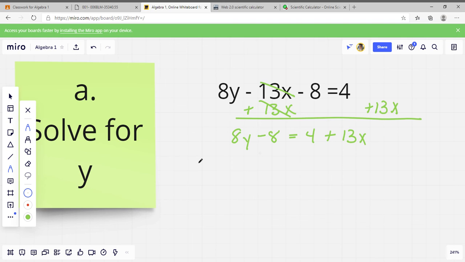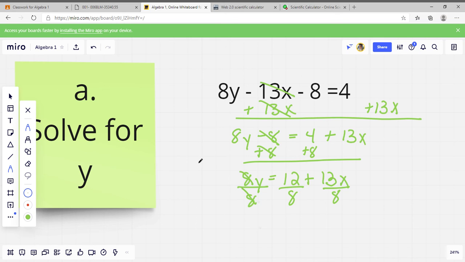Now we got to get rid of this negative 8. So we'll do positive 8. And we can combine that with the 4 there. Those cancel. We get 8y equals 8 and 4 is 12 plus 13x. And now we're just left to divide by 8 all the terms. These cancel, and we get y equals, now this will reduce, 12, let's see, that'll be 6 over 4, 3 over 2, and then 13 over 8 cannot cancel or reduce at all, so we get 13 over 8x.